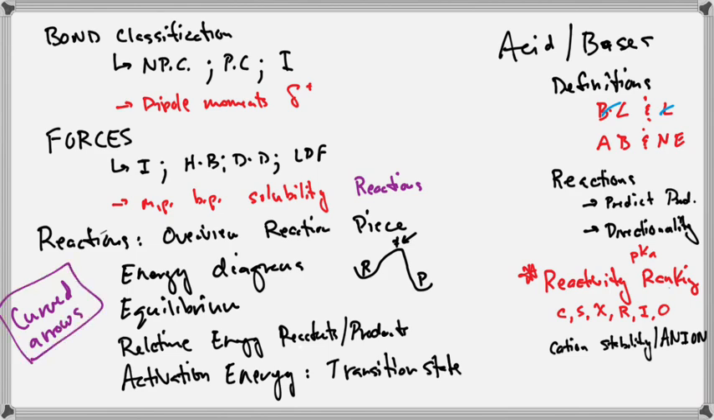So same concept as resonance when we're talking about our curved arrows, but now we're making and breaking sigma bonds. So there's a change in the dynamic of how we use those arrows.